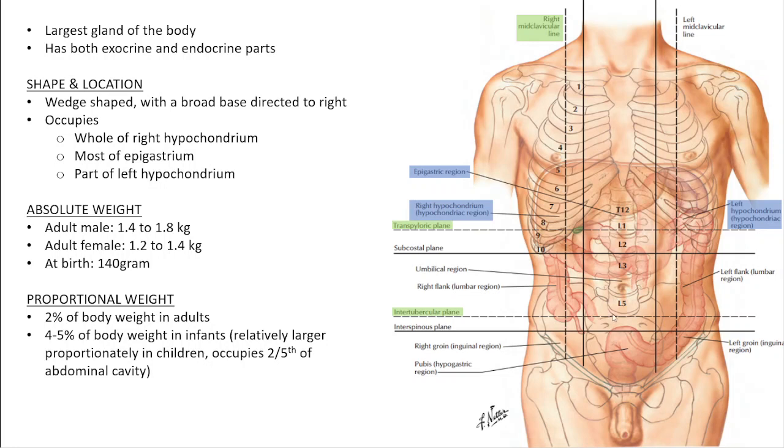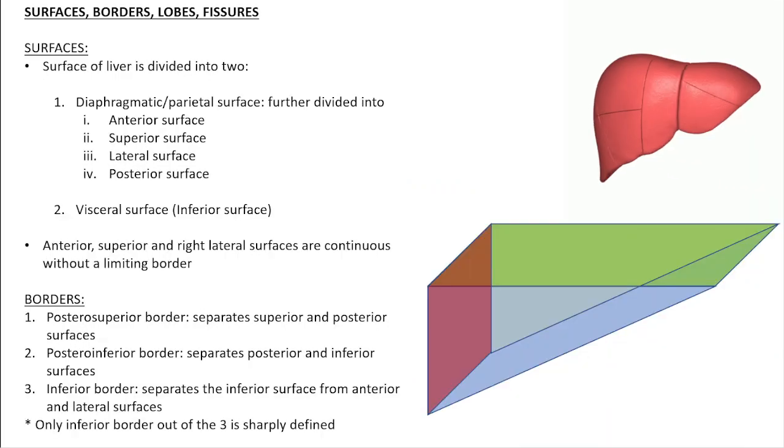It is relatively larger because it has been involved in hematopoiesis in the fetus. Hence, it is comparatively larger at birth, and it occupies almost 2/5 of the abdominal cavity. Whereas in case of adults, it occupies only 2%. It constitutes only 2% of the body weight.